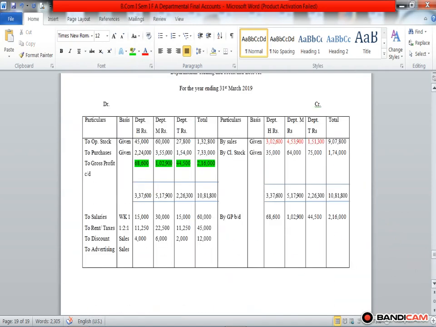Okay, so here advertisement is distributed on the ratio of sales: 11,500, 17,250 and 5,750. Total is equal to 34,500. Okay, again next expenses is there.